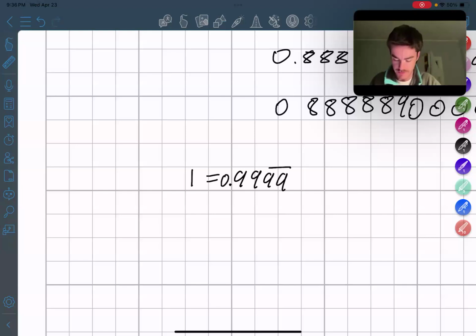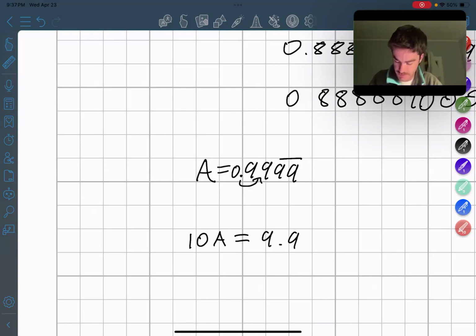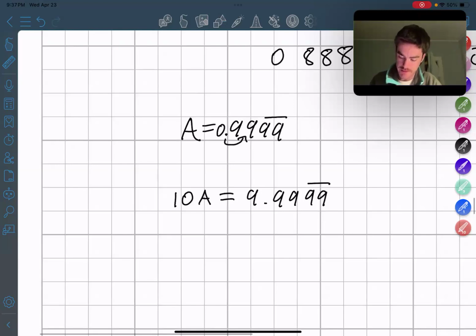So let's go about doing this real quick proof. We're going to set this to A. And we are going to say that we're going to look at 10A. What does that equal? Well, if you multiply something by 10, we're just going to pop this decimal over 1. So we get 9.9999 repeating forever. And then now I'm going to subtract A from 10A. So I'm going to go like this, minus A, minus A.